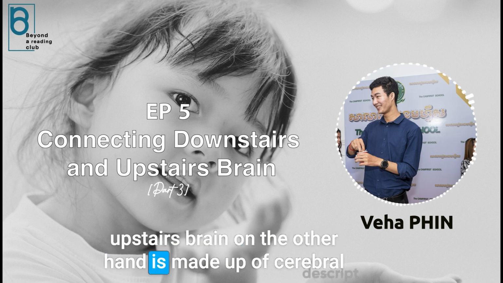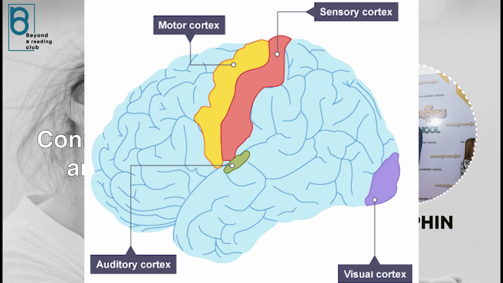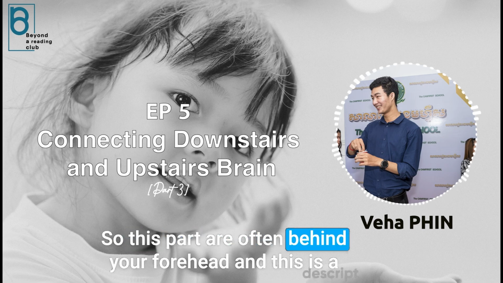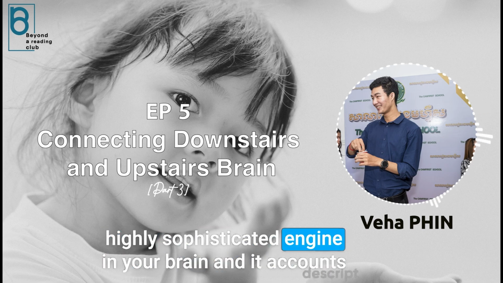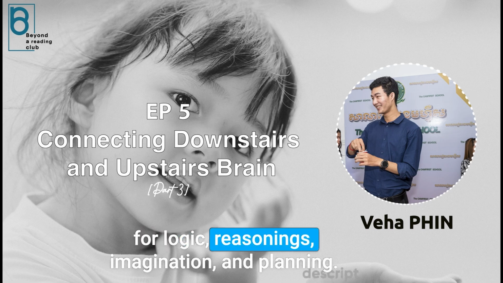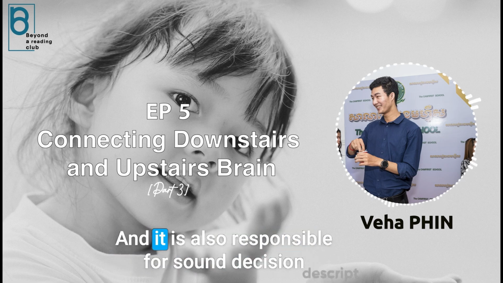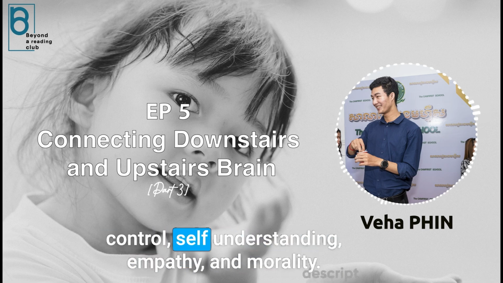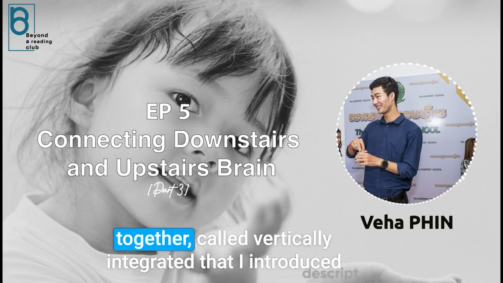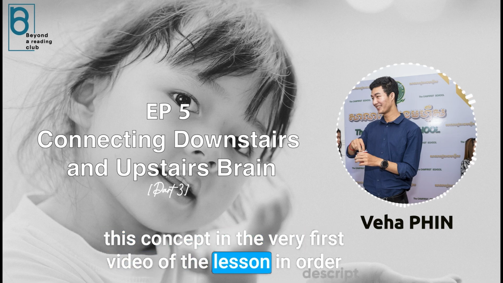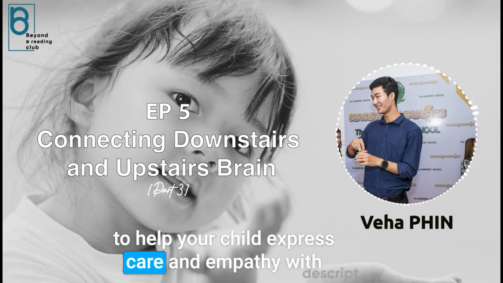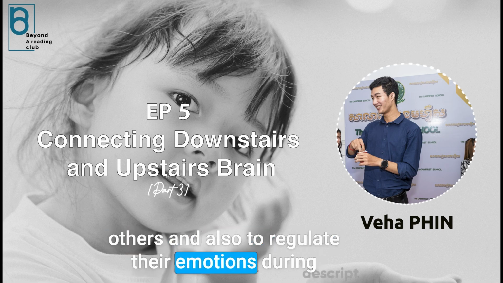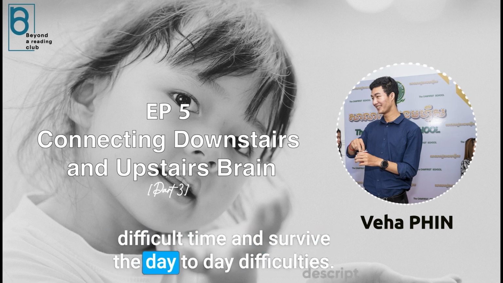Upstairs brain, on the other hand, is made up of the cerebral cortex and other parts. These parts are often behind your forehead, and this is a highly sophisticated engine in your brain, and it accounts for logic, reasoning, imagination, and planning. It is also responsible for sound decision making and planning, emotional and bodily control, self-understanding, empathy, and morality. Our goal is to integrate both sides of the brain together, called vertical integration, a concept I introduced in the very first video of the lesson, in order to help your child express care and empathy with others, and also to regulate their emotions during difficult times and survive the day-to-day difficulties.